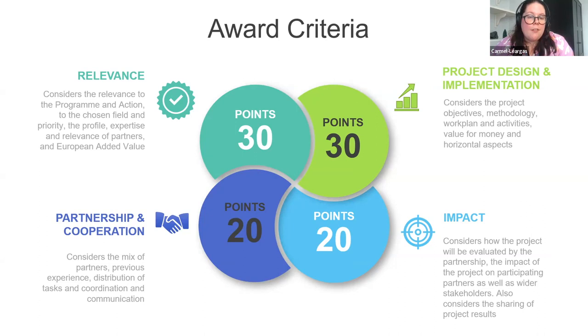So you need to get 15 points for relevancy, score that in your assessment, 15 points for project design and implementation, 10 for partnership and cooperation, and 10 points for impact to be awarded funding as well.